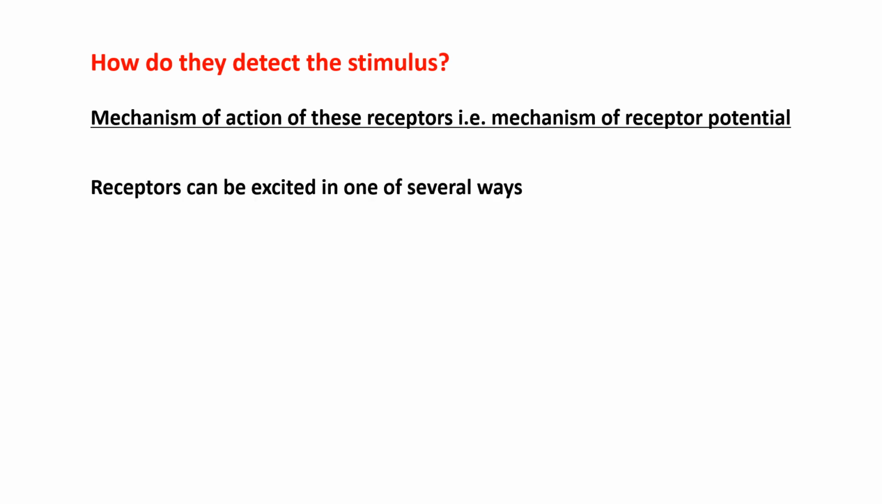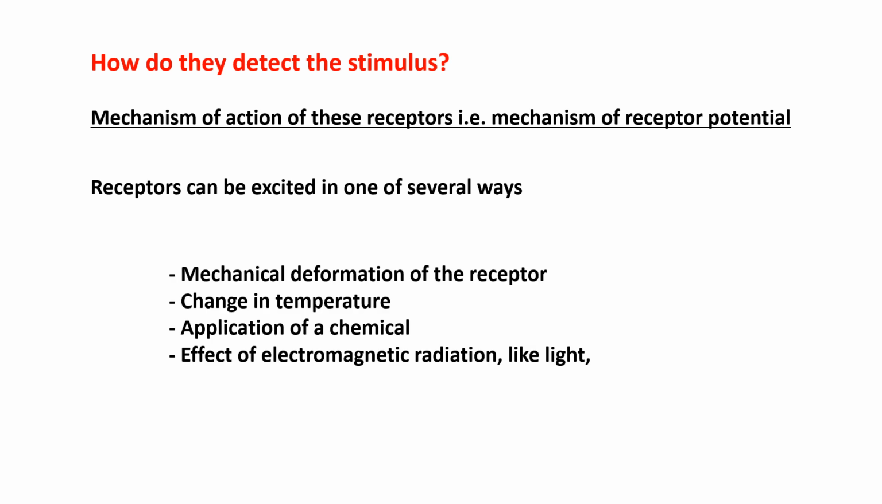Now, these receptors can be excited in one of several ways. You have the touch receptors and the pressure receptors, which respond to mechanical deformation. You have change in temperature, which will be sensed by the temperature receptors, the thermoreceptors. Chemical receptors will sense chemicals. And electromagnetic radiation like light will be detected by the electromagnetic receptors. So these receptors can be excited in various different ways, and of course each receptor has its own way of getting excited.